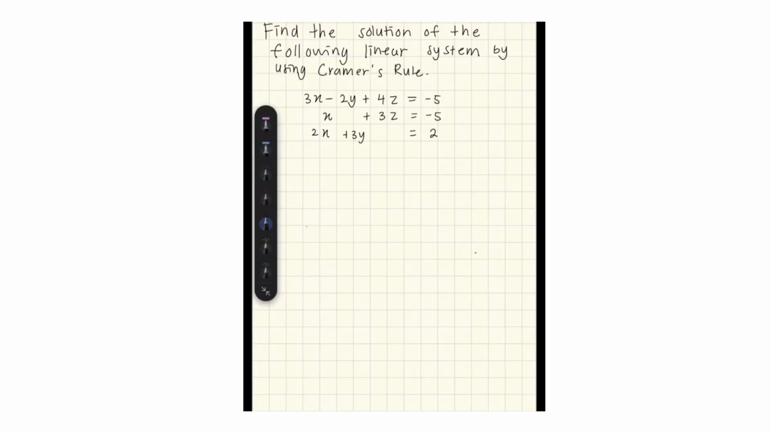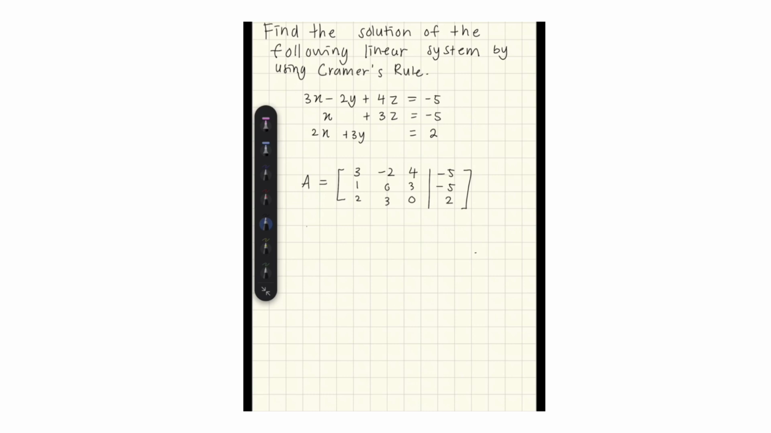We are going to solve the equations using Cramer's rule. The three equations are 3x minus 2y plus 4z equals -5, x plus 3z equals -5, 2x plus 3y equals 2. We need to turn these equations into our matrix, which is A equals [3, -2, 4], [1, 0, 3], [2, 3, 0]. For B, it is -5, -5, 2.